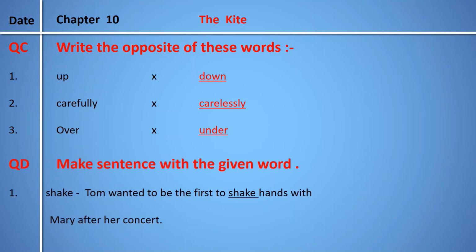Question D. Make sentence with the given word. Shake. Tom wanted to be the first to shake hands with Mary after her concert. You can write your own sentence also with the given word shake.